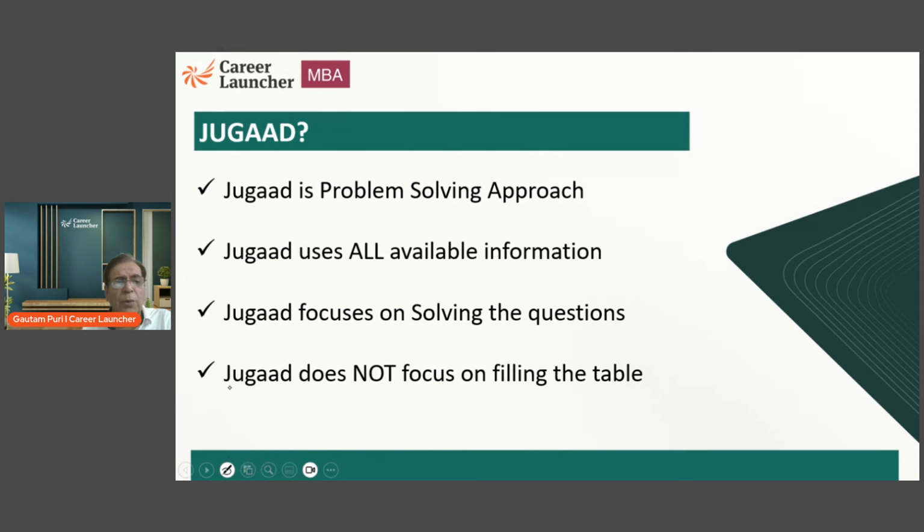We follow the Jugaad approach, and very quickly, Jugaad is a problem-solving approach which says, please focus on all available information.